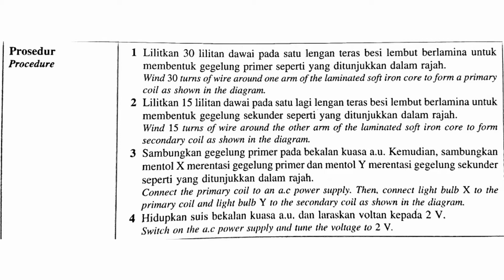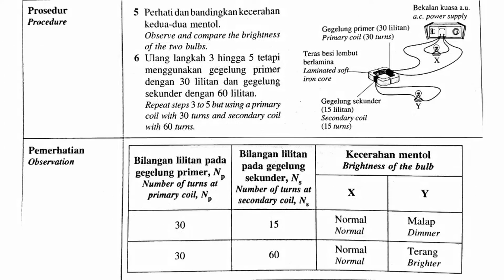Switch on the A.C. power supply and tune the voltage to 2V. Observe and compare the brightness of the two bulbs. Repeat steps 3 to 5 but using a primary coil with 30 turns and a secondary coil with 60 turns.